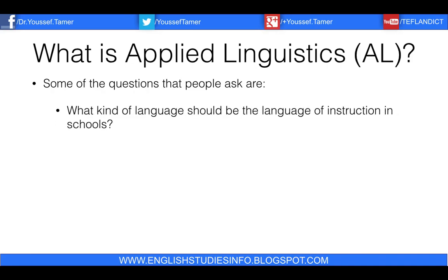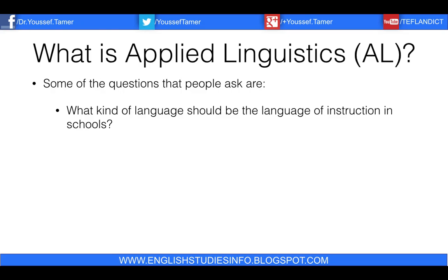Some of the questions that experts in the field of applied linguistics ask are the following. What kind of language should be the language of instruction in schools? This is an issue in Morocco, yes? This is applied linguistics. This is the field of applied linguistics. This is a language problem.